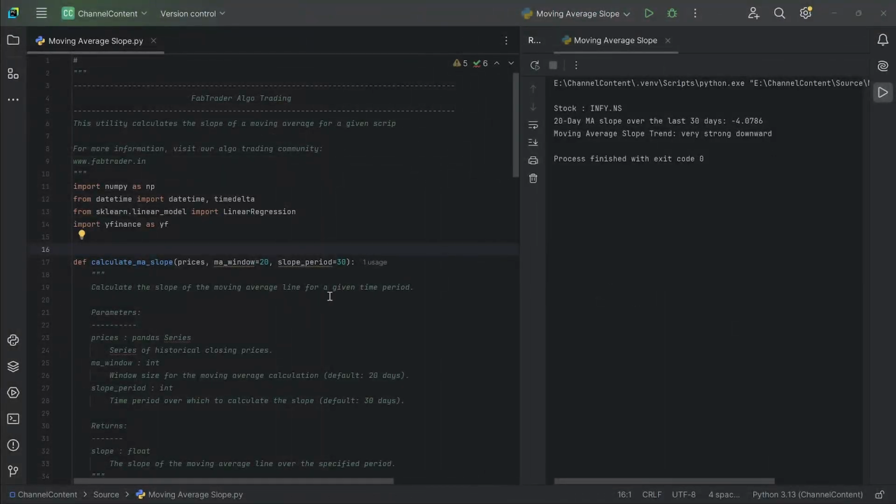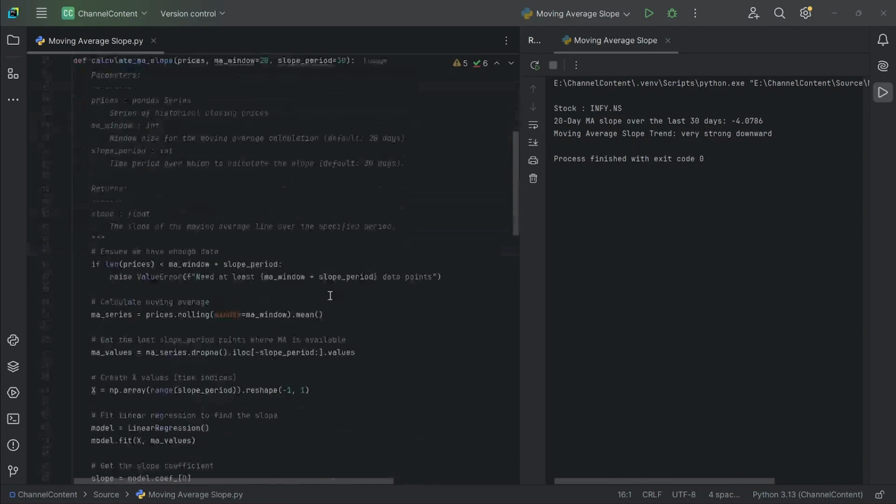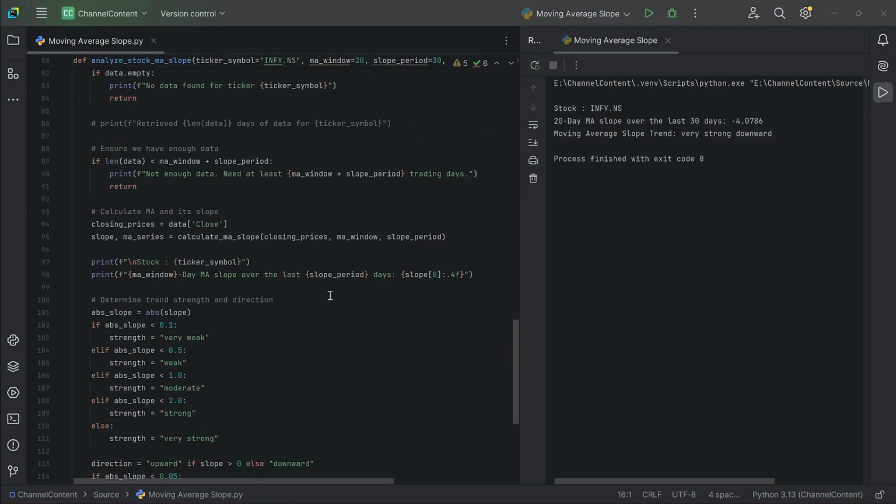Now let's jump into the actual code itself. I don't want to keep the video short, but I don't want to spend a lot of time trying to explain what a moving average is all about, because I'm pretty sure you're already aware of that. So I'll jump right into the code.